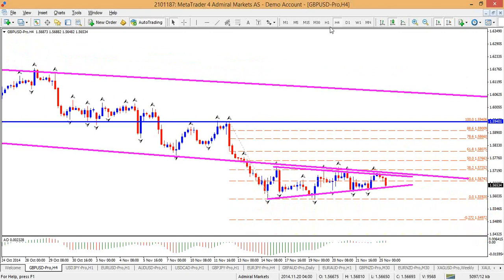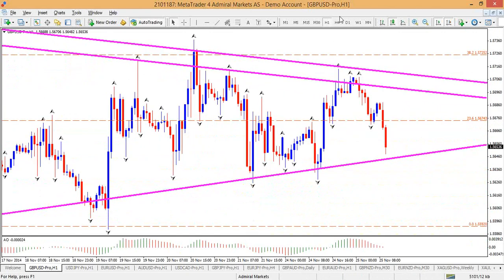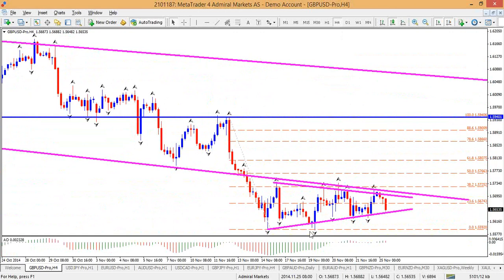The breakout is a bit more complicated here, I think. The breakout could be a 4-hour candle below this trend line, but it would have to be a candle that is fully, or at least the majority of the candle, below the trend line. It would have to be a close near the low, and not too small of a candle, which probably will not happen.